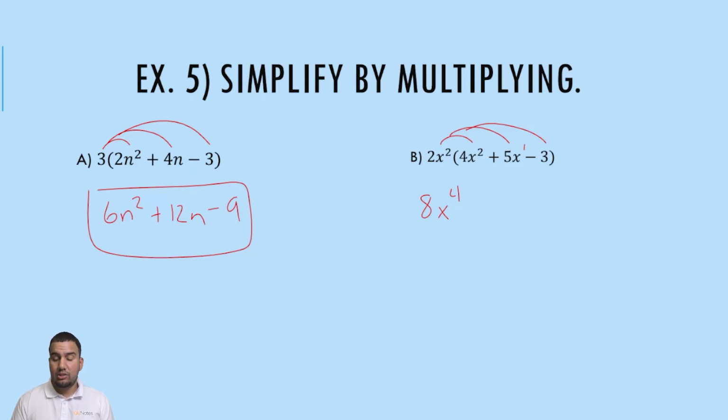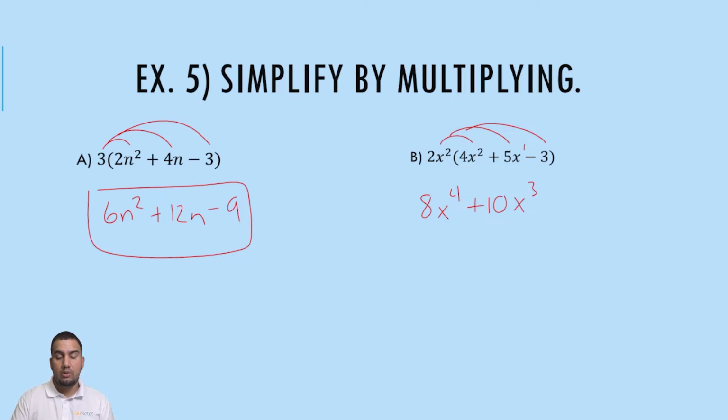Now when I go to my next term, I'm going to do 2x squared times 5x. So again, numbers with numbers, variables with variables. 2 times 5 is 10, positive 10. So I'm going to put a positive 10. And now when I combine the exponents, it's x squared and x to the 1. Remember, add the exponents because you're multiplying. So 2 plus 1 is what? x cubed. And then the last one, there is no variable for the 3, so that's okay.